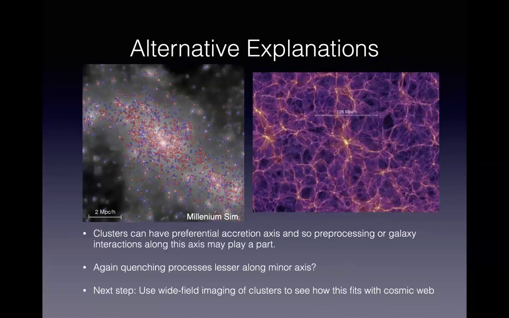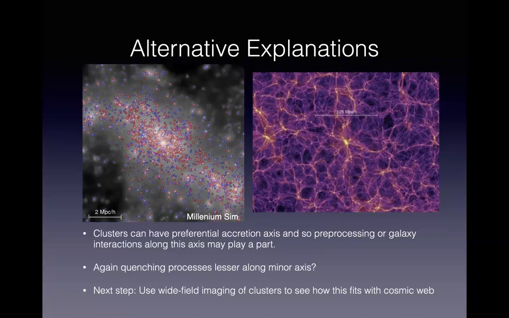Another explanation is that clusters have a preferential axis of accretion, and so pre-processing of galaxy interactions along this axis may play a part. So if you're the BCG here, it turns out the BCG's major axis tends to almost always line up with the major accretion axis along the cosmic web.